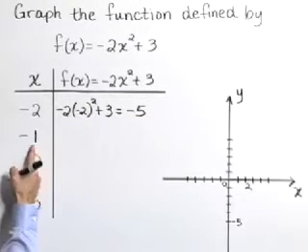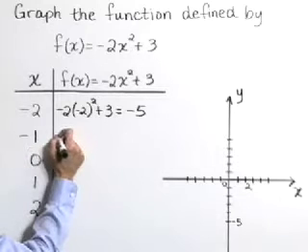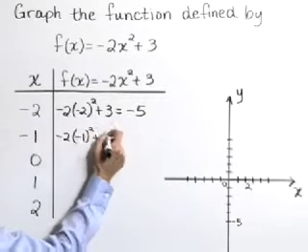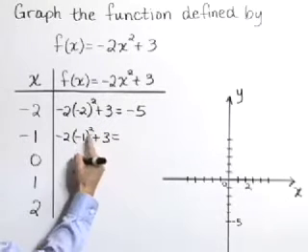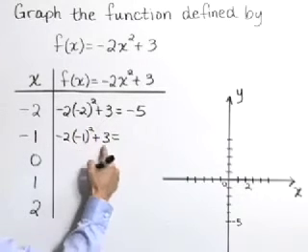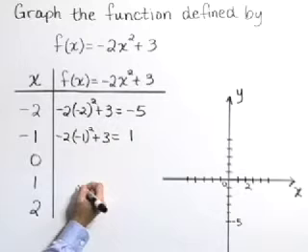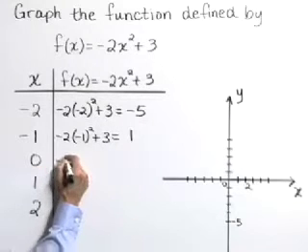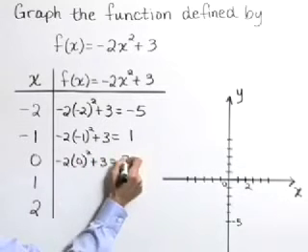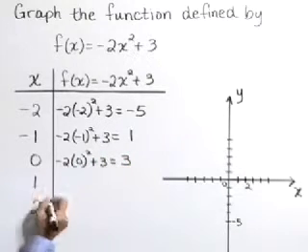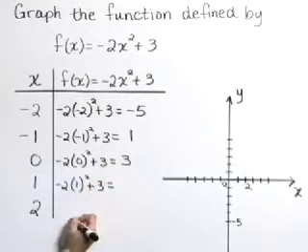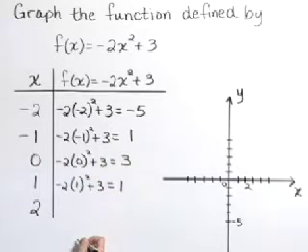Now let's substitute the x value negative 1, giving negative 2 times in parentheses negative 1 squared plus 3. Negative 1 squared is positive 1 times that negative 2 is negative 2 plus 3, that gives 1. F of 0 is negative 2 times 0 squared plus 3. That's a 0 plus 3, or 3. F of 1 is negative 2 times 1 squared plus 3. That's a negative 2 plus 3, or a positive 1.